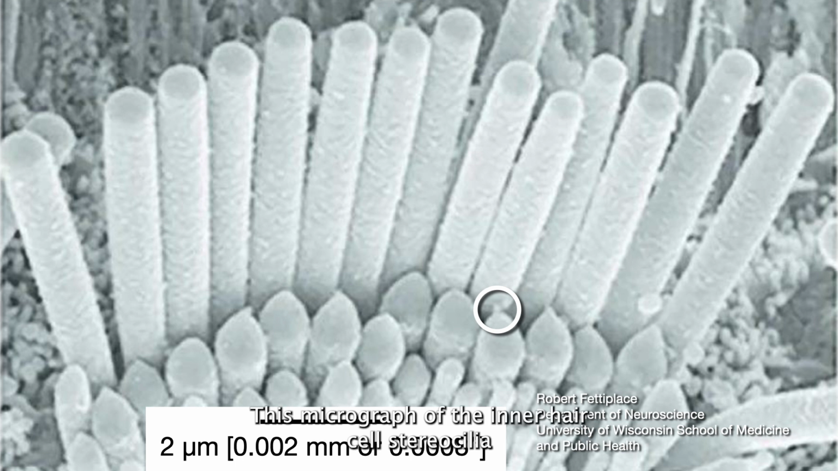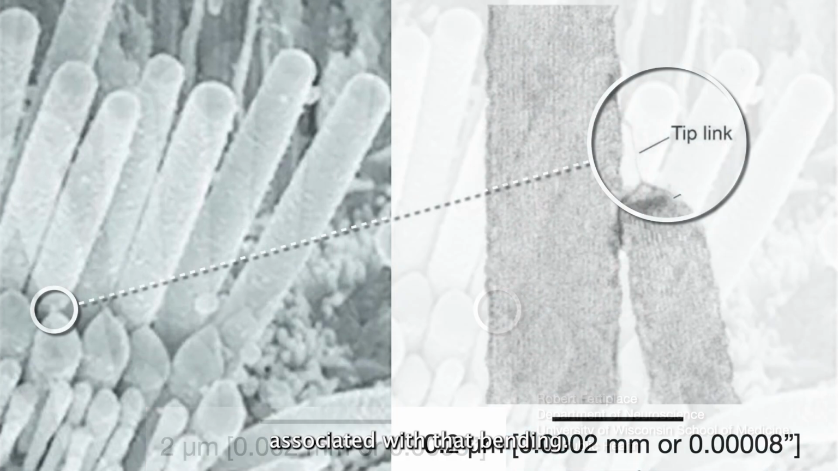This micrograph of the inner hair cell stereocilia at the same scale shows their staircase arrangement. MAT channels in the stereocilia open when the bundle bends toward the taller edge, and they close when the bundle bends the other way. Now we'll look at the physiology and biochemistry associated with that bending.